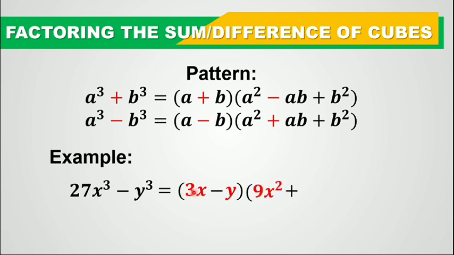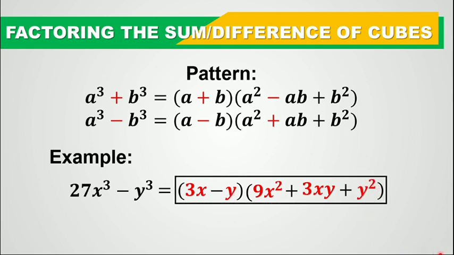And then plus, you just multiply the first term and the second term of this answer. So 3x times y, that's 3xy. And then the square of the second term. So the square of this is y squared. So this is now the answer for this particular example, alright?